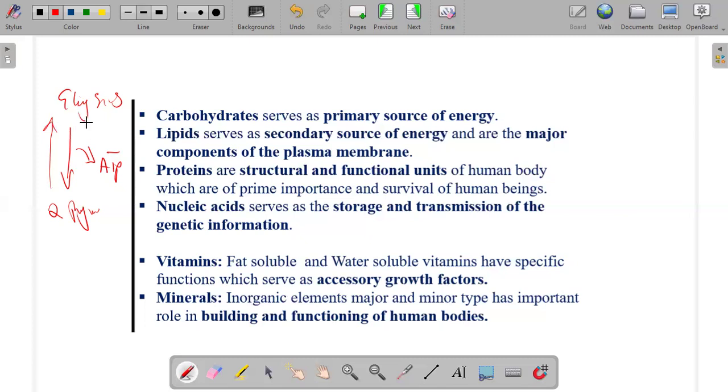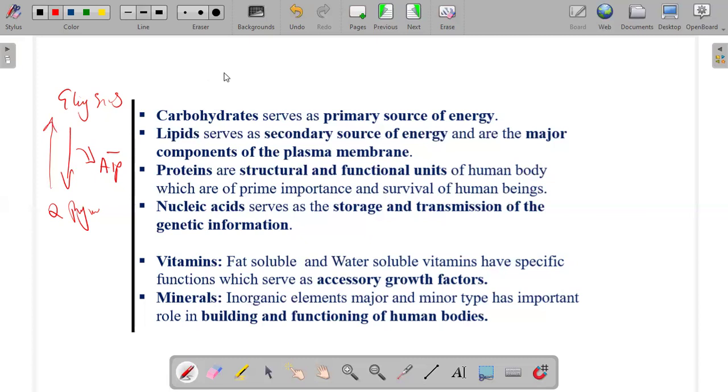Okay. Then we also have proteins. Their function, they are going to be mostly the structure and functional unit of the body, isn't it? Then we have nucleic acid, which are going to be responsible for the storage of genetic information, isn't it? So that is DNA, and also the transfer of our genetic information through RNA, isn't it? That's a function of nucleic acid there.